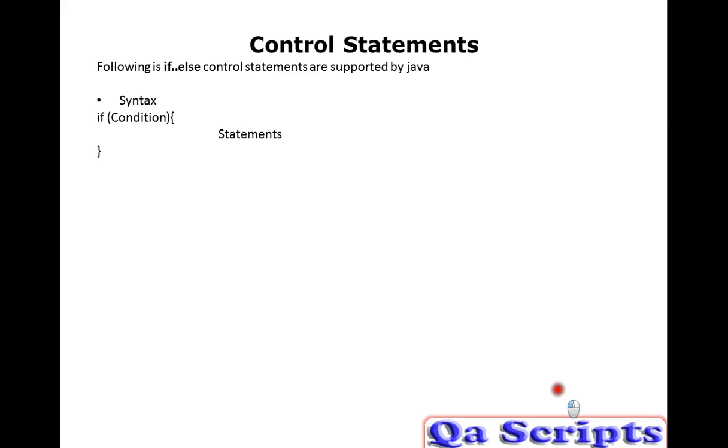If the condition is true, then we are going to have a curly bracket, an open curly bracket as well as a close curly bracket. In between this open and close curly bracket, we are going to place some statements. So if the condition is true, then the statements present inside that curly bracket are going to execute. If the condition is not true, then those statements are not going to execute.